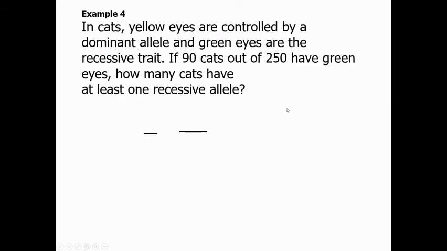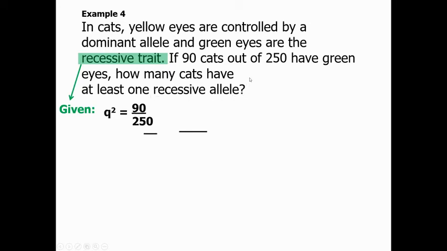Okay, next example. In cats, yellow eyes are controlled by a dominant allele and green eyes are the recessive trait. If 90 cats out of 250 have green eyes, how many cats have at least one recessive allele? Let's see what we're starting with. We are given the recessive trait, which is 90 out of 250. And we're asked to find how many cats have at least one recessive allele.